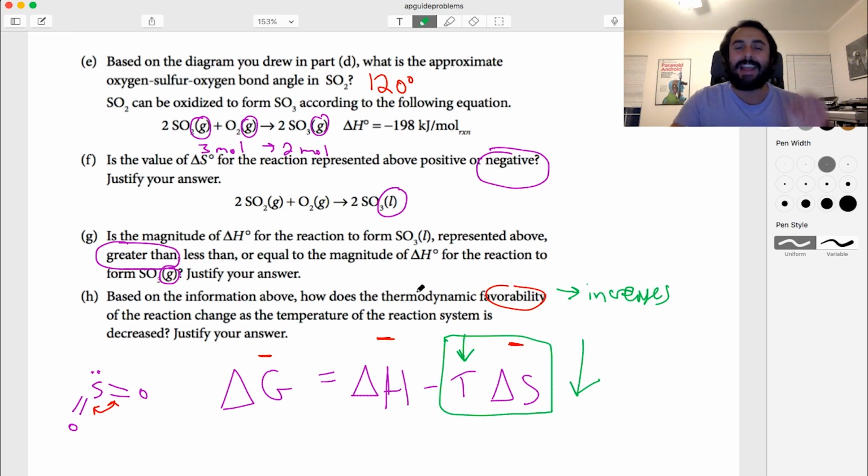What is it saying? Thermodynamic favorability, right? The temperature decreases, delta G gets more negative. That means thermodynamic favorability is increasing. So that was a really good one. We talked about VSEPR and molecular geometry. We talked about oxidation numbers. We balanced an equation. We talked about thermodynamics. This is a really good problem, synthesizing a lot of stuff here as it pertains to sulfur.